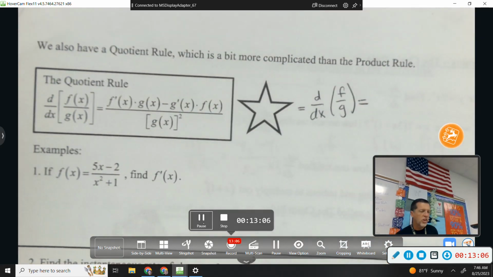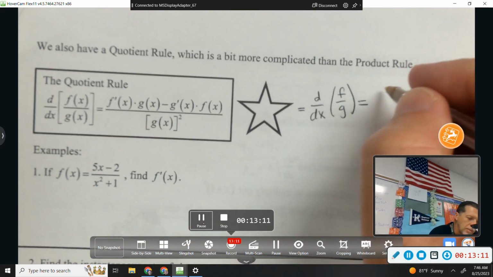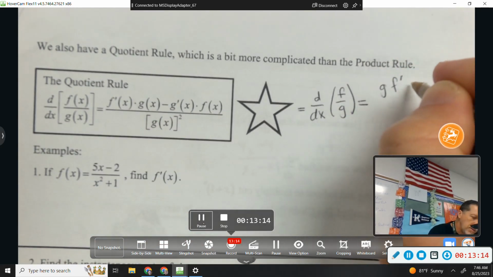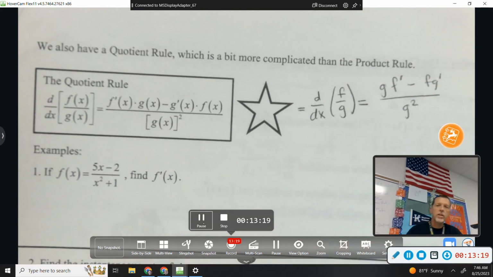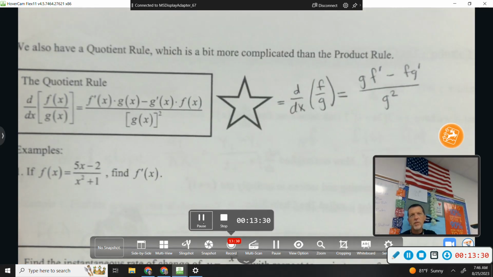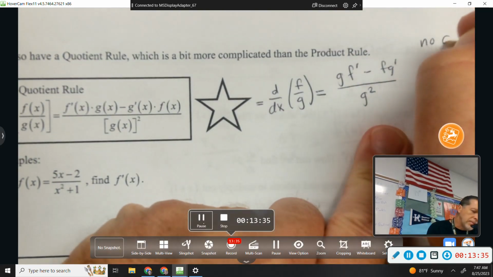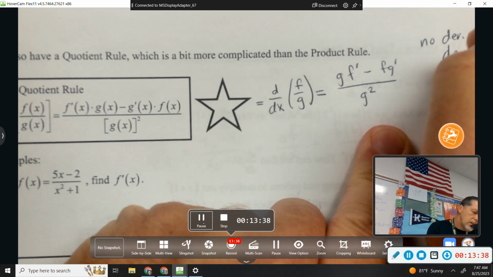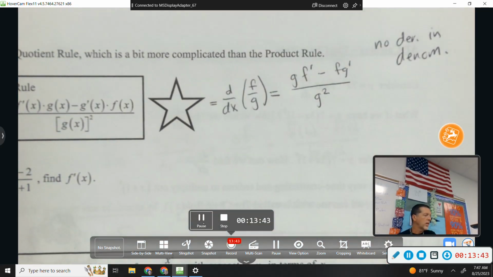I'm also going to switch the order of the multiplication because it helps me with my little memory device. g f prime minus f g prime over g squared. A couple of things to note. No derivative in the bottom. So that's kind of weird, maybe. Why in the world is that g squared there?